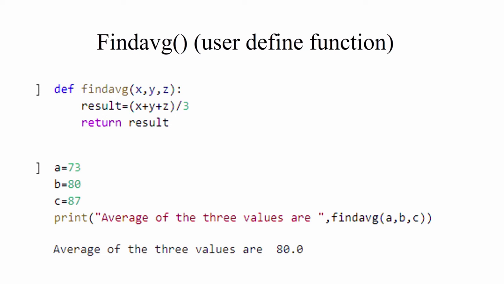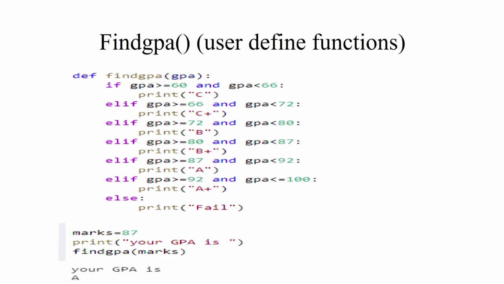And then we assign three values, 73, 80, and 87, to a, b, c, and then we print a message here. The average of three values are, and then we call the function and assign a, b, c to that, and the output will be the average of three values are 80. So the average of these three values, 73, 80, and 87, will be 80.